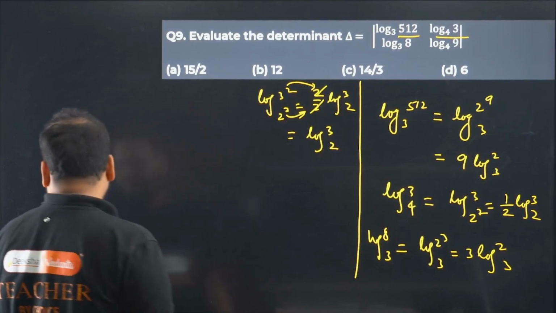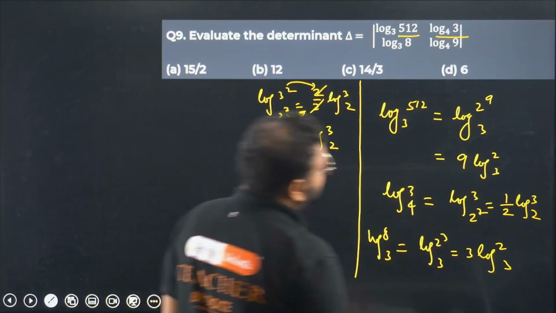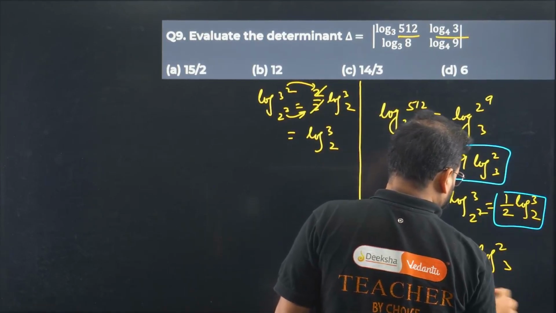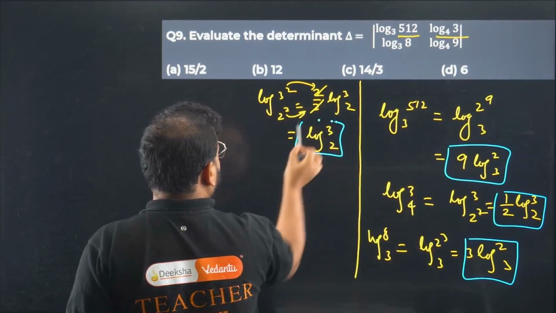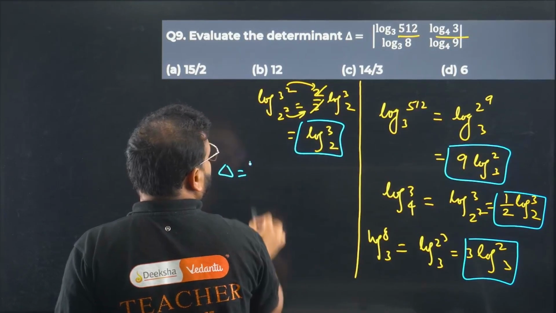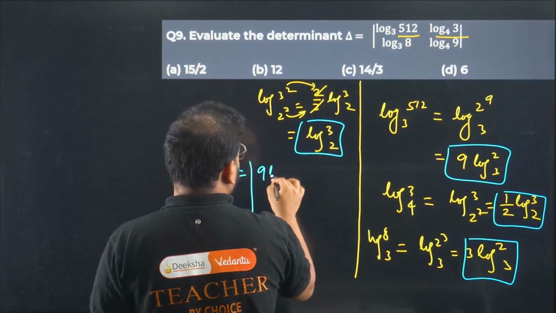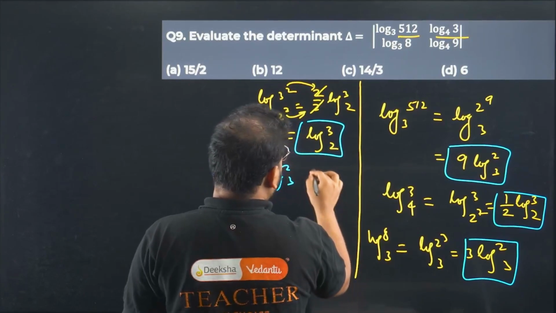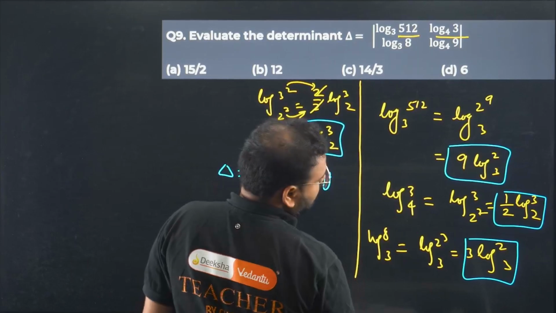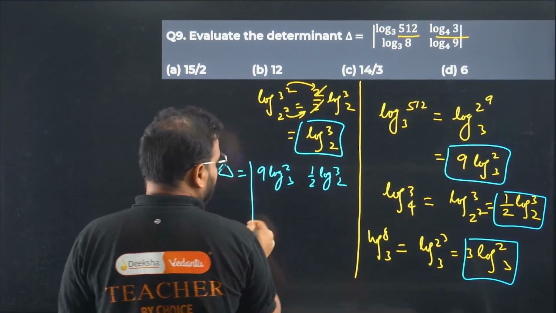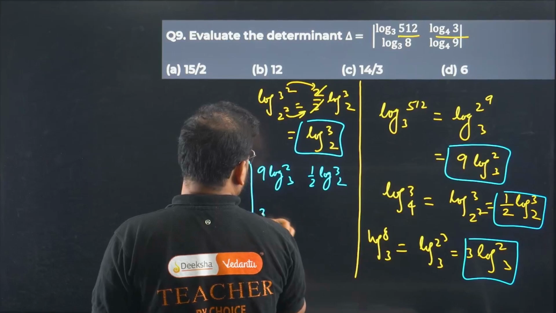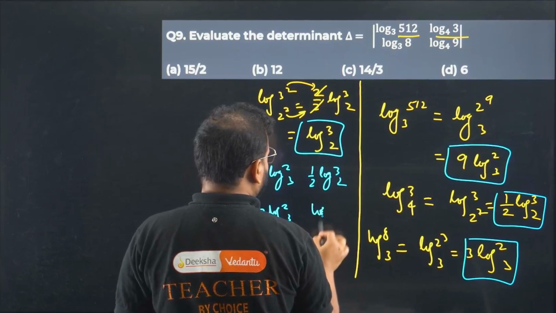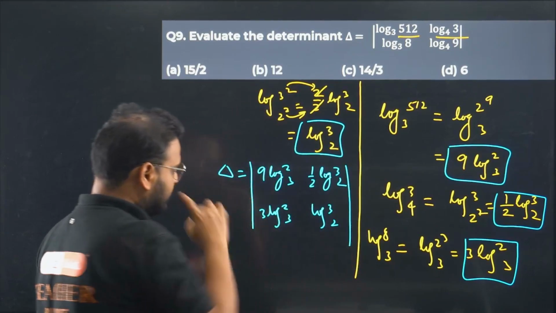Let me just write the 4 elements, highlighting each other. My first element is this one, second element is right over here, third element is over here, and fourth element is over here. Let's write the matrix now. So the determinant will become what? 9, log 2 base 3. Then we have 1 by 2, log 3 base 2. And over here we have the third term, 3 log 2 base 3, and we have this over here as log 3 base 2.